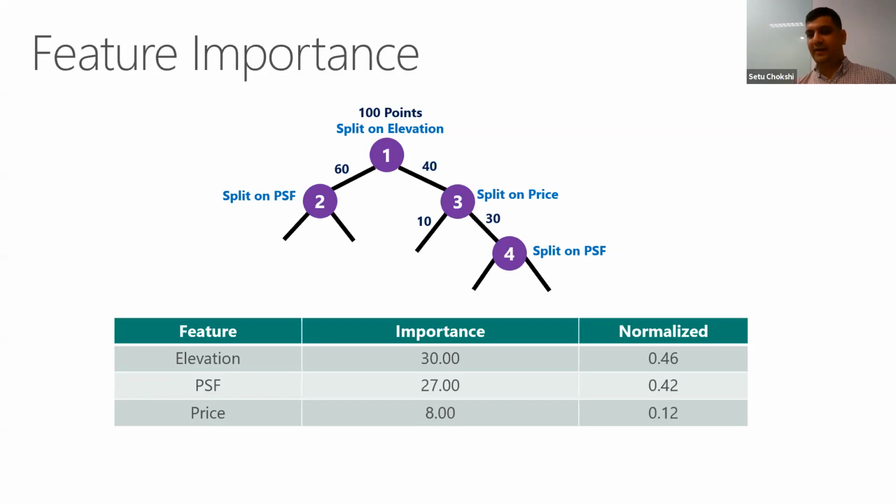And if I end up normalizing this, which is I sum it up to 1, that means that 46% of my accuracy is attributed to my feature elevation. That's not the right way of thinking about it, but just to help you put some context around it. So your elevation is the most important feature in your decision tree, followed by PSF, followed by price.